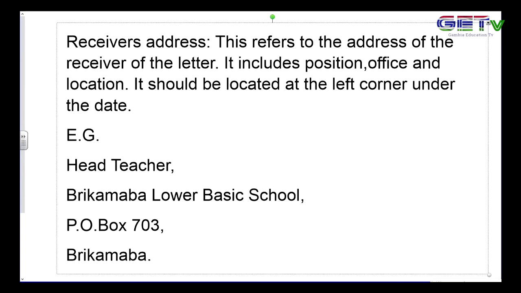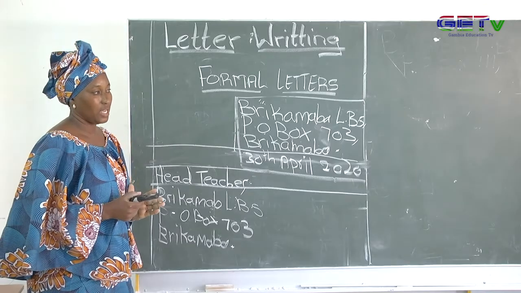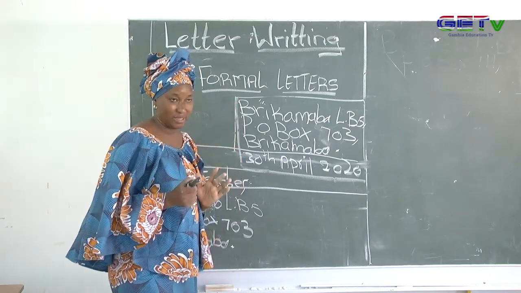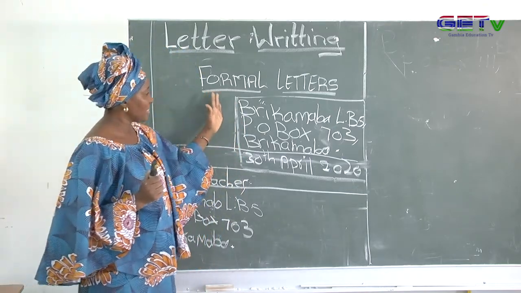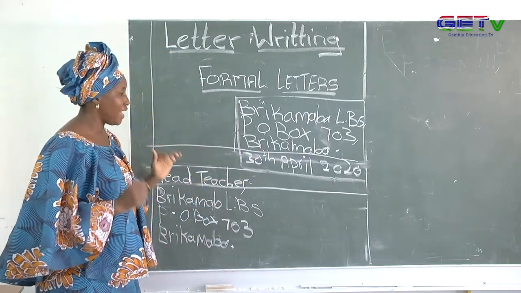This is to Brikama Ba Lower Basic School. And whom are you writing to? To the head teacher. Where is Brikama Ba Lower Basic School? At Brikama Ba itself. So that is the receiver's address. And that is your own address that you write as the writer, and then also include the receiver's address. That is for formal letters. For an informal letter, you only have to write your own address, that is the writer. But formal, two addresses: the receiver's address and your own address.